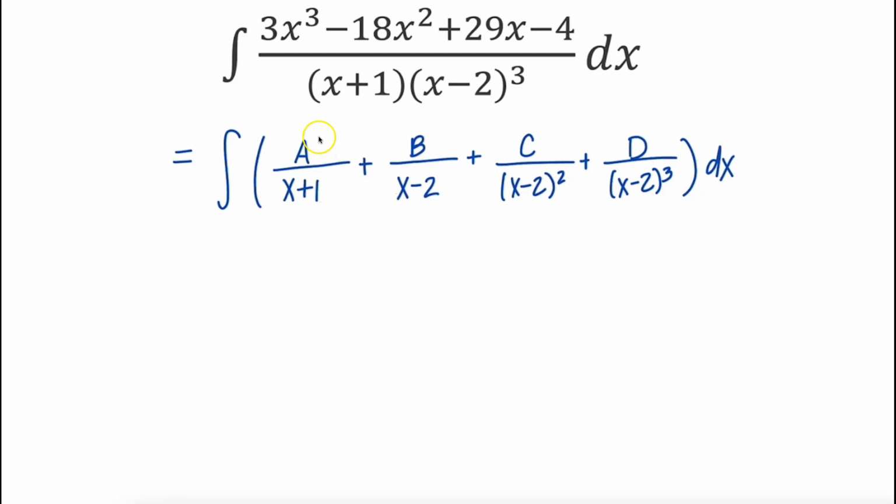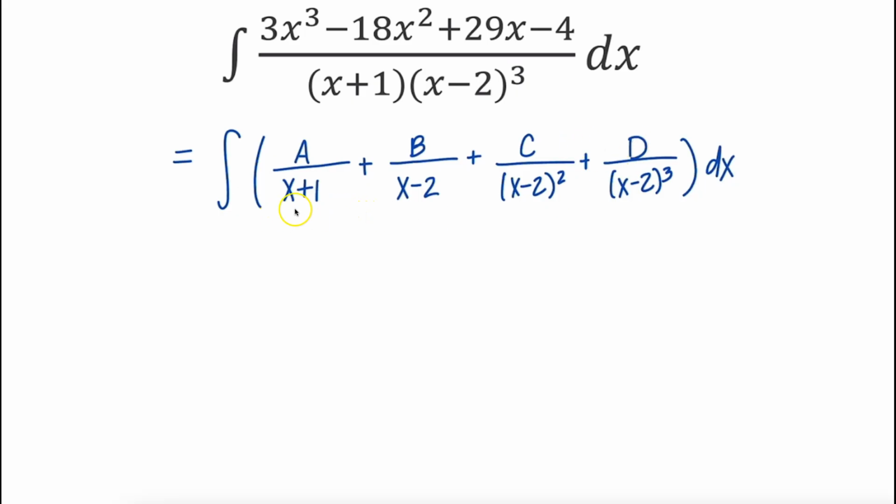So we're going to have a generic constant over x plus 1, but the repeated linear term, x minus 2 cubed, is going to give us 3 different partial fractions. I'm going to have a generic constant over just x minus 2, another generic constant over x minus 2 squared, and a final generic constant over x minus 2 cubed. So now I need to solve for a, b, c, and d.